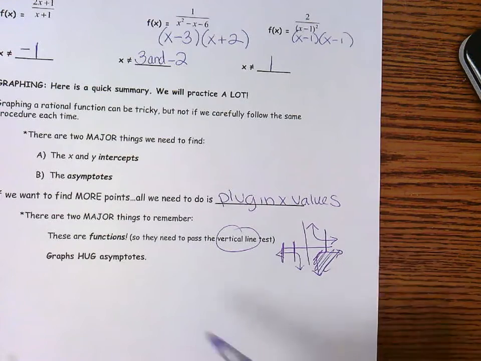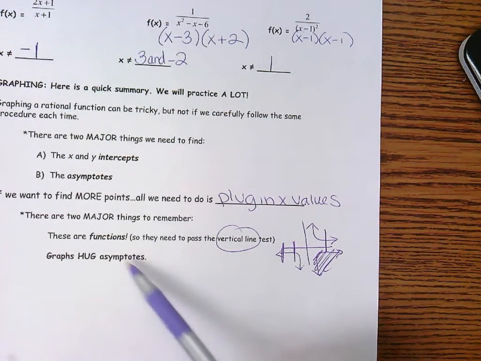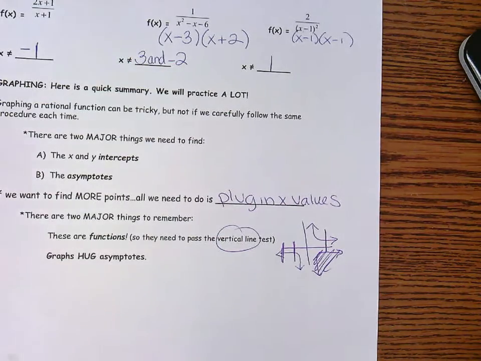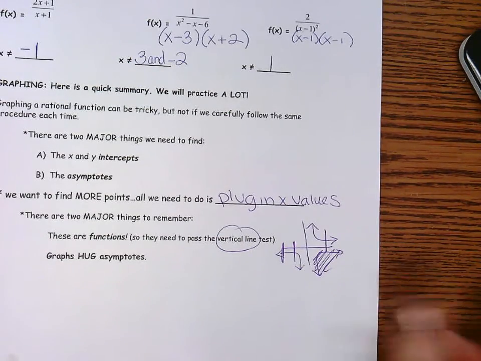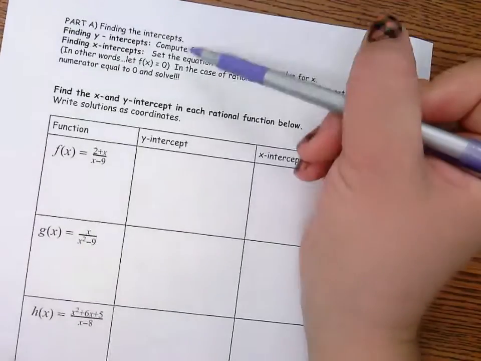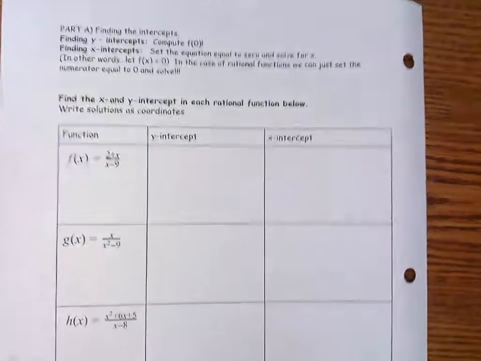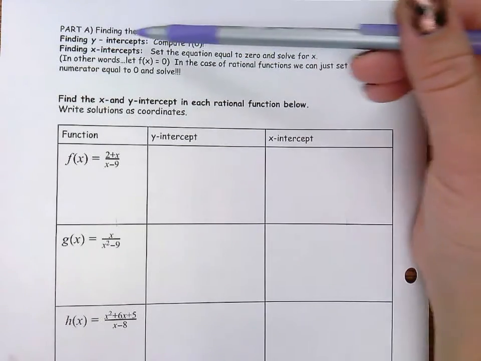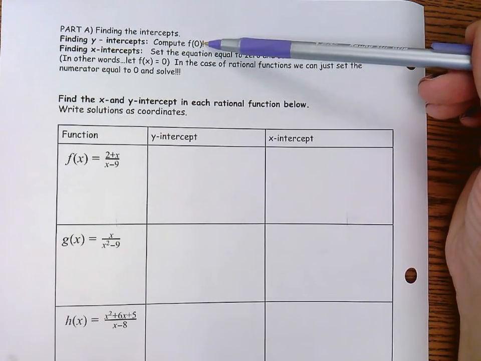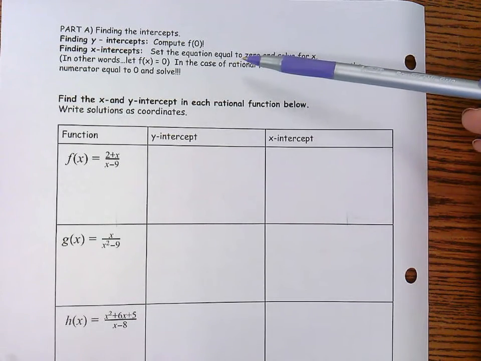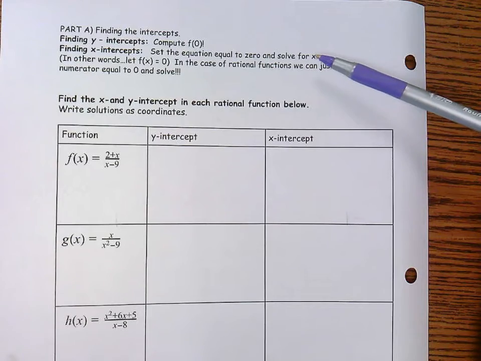And then graphs are always going to hug asymptotes. So when we start having asymptotes, your graph is going to approach it and then go along the asymptote all the way to infinity. So the first part I wanted to look at was just how to find the intercepts. I'll do the first couple with you, and then maybe you can try these and then check your answers. So here's what you need to do. To find the y-intercept, plug in 0, just like we've been doing. To find the x-intercept, you're setting the equation equal to 0 and solving for x.